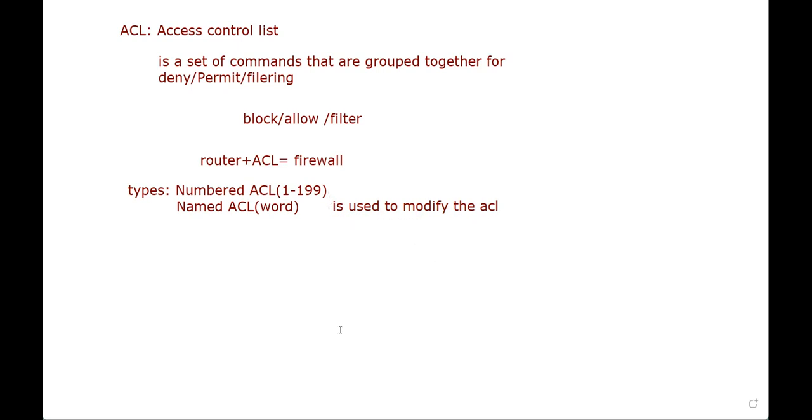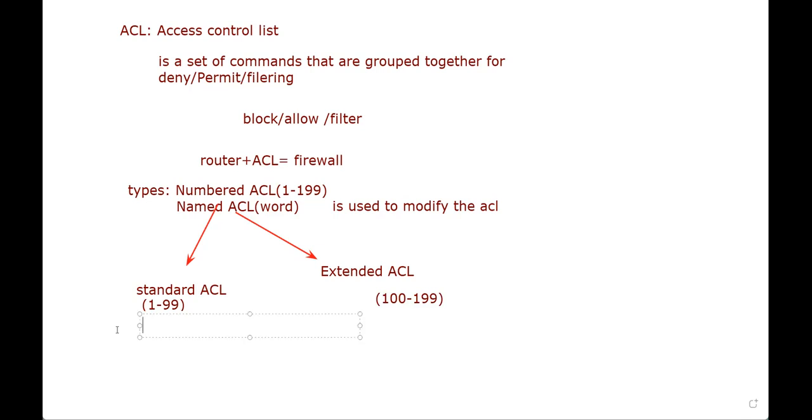These two ACLs also have two types each, named and numbered both. One is standard ACL and one is extended ACL. You need to know the meaning of standard ACL and extended ACL. If we talk about named ACL, then in both ACLs we use some word, any name like XYZ. But if we talk about numbered ACL, then standard ACL has the number range 1 to 99 and extended ACL has 100 to 199. So this is the simple difference.